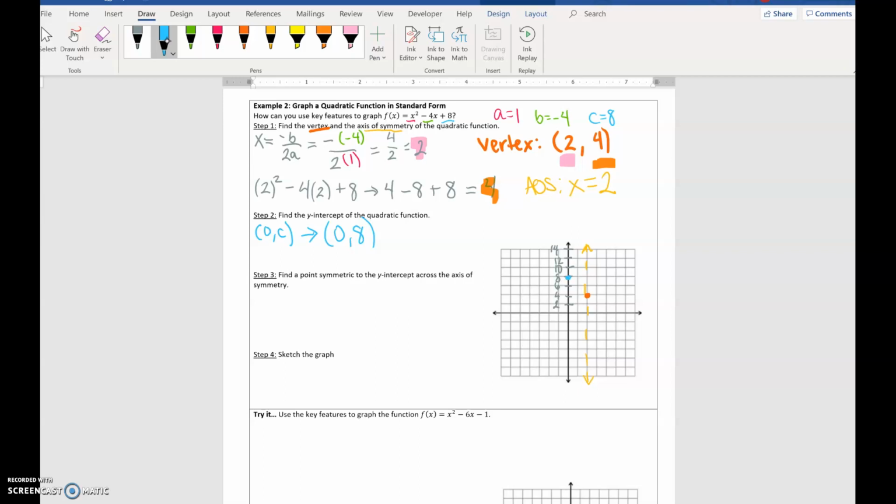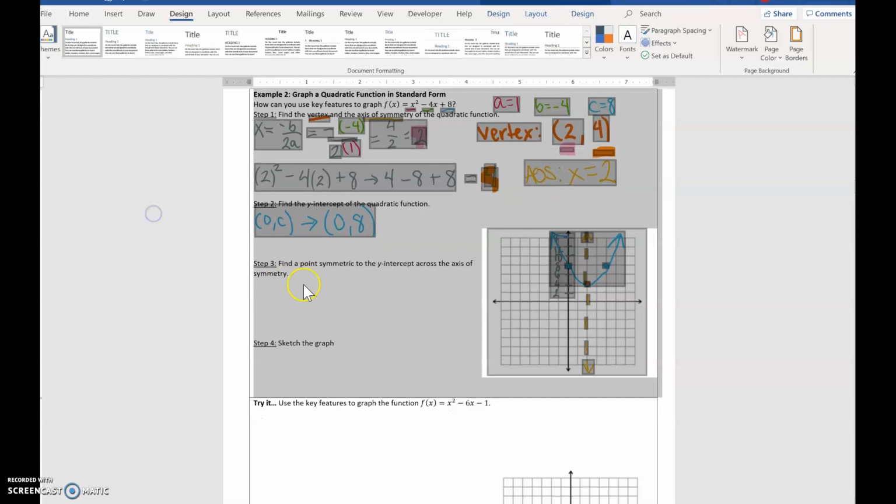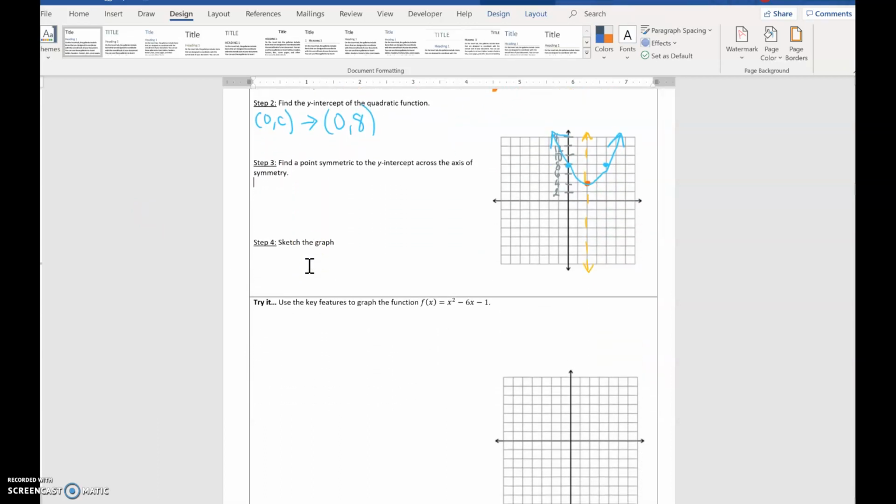And then find a point symmetric to the y-intercept across the axis of symmetry. So here's the axis of symmetry. This is 2 away, so the other point on the other side would be 2 away on the same level. And then you can sketch the graph from that. So we found the vertex, we found the axis of symmetry, we found the y-intercept, and then just one point that would be reflected over that axis of symmetry. So now I would like you to go ahead and pause the video and try doing the try it problem.